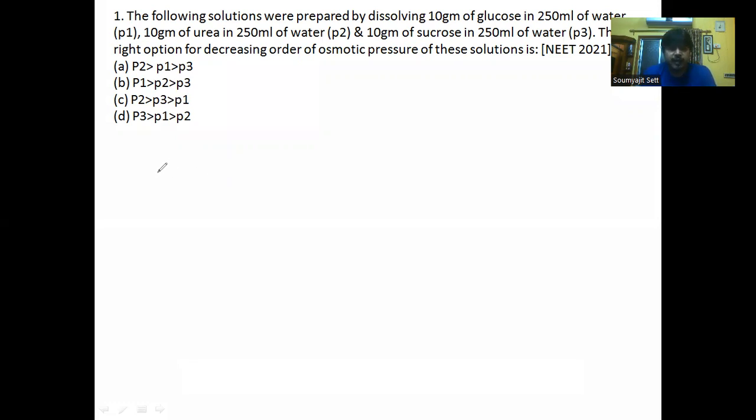The problem is given. The following solutions were prepared by dissolving 10 gram of glucose in 250 ml of water P1, 10 gram of urea in 250 ml of water P2, and 10 gram of sucrose in 250 ml of water P3. The right option for decreasing order of osmotic pressure of these solutions is. This question is given in NEET 2021.